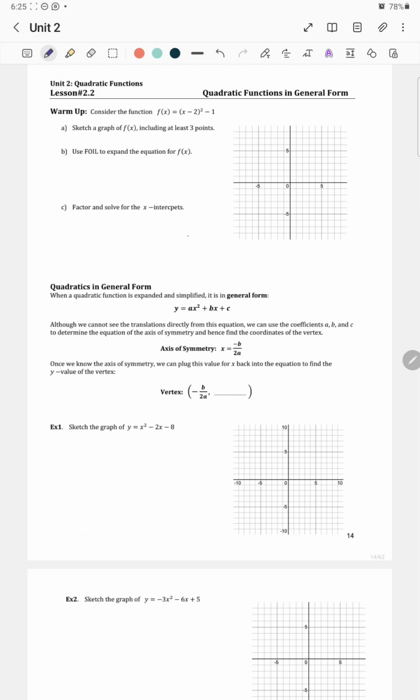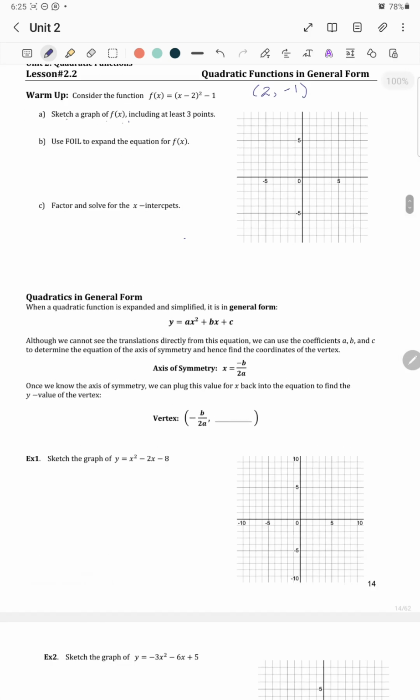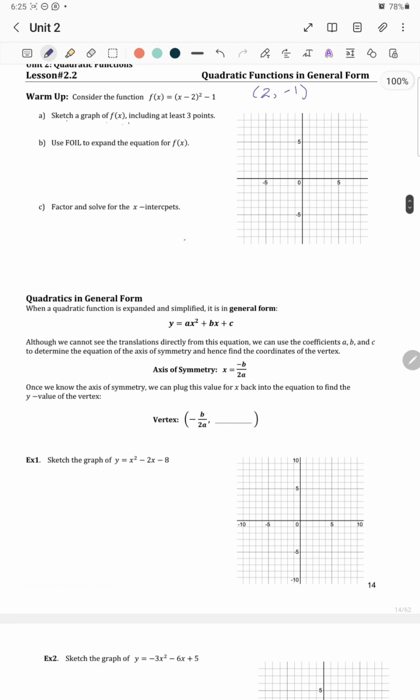Consider the function f of x is equal to (x minus 2) whole square minus 1. What will be the vertex in it? This is of the form (x minus h) whole square plus k, so (h, k) is the vertex. h is 2 here and minus 1 is k. So the vertex is (2, minus 1). Sketch the graph of f of x including at least 3 points. Here (2, minus 1) is lying: from the x-axis it's 2, and from the y-axis it's minus 1.